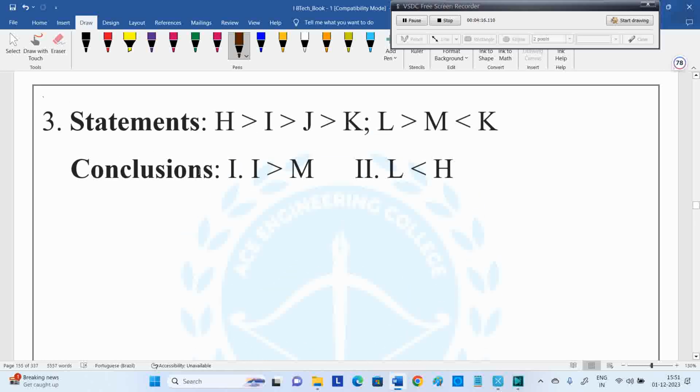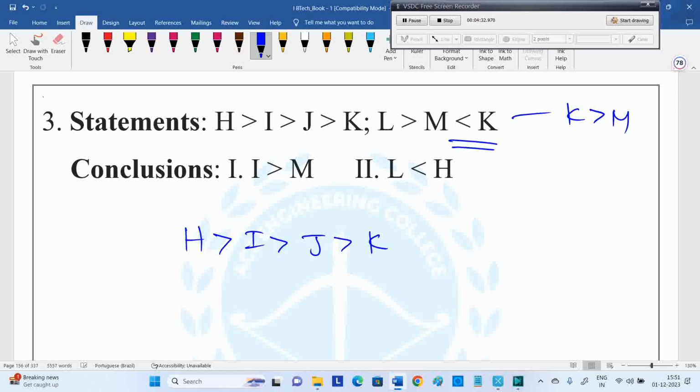And the first job, what do we need to do? Combine into one statement, a single statement. H is greater than I, greater than Z, Z is greater than K. M less than K can be written as K greater than M. L greater than M is M less than L. Now, okay, successfully we brought it to a single equation.